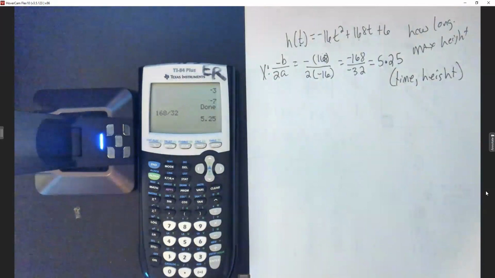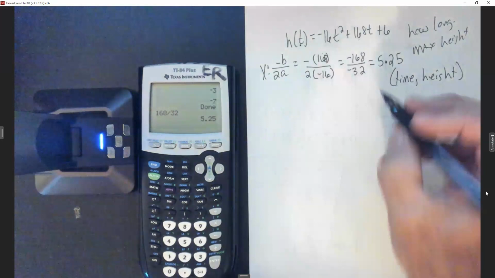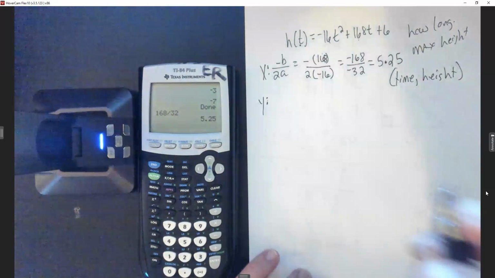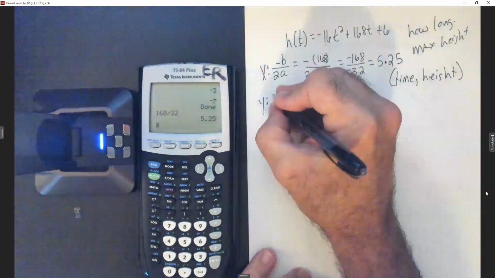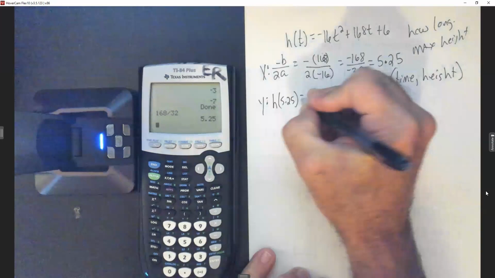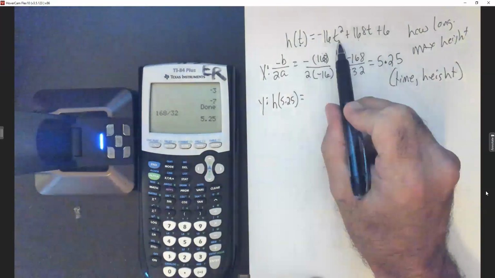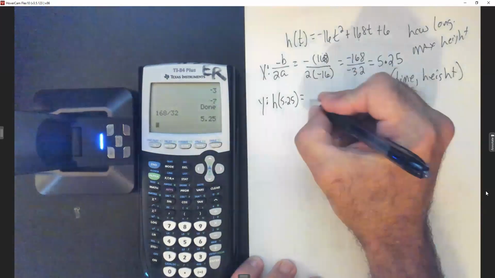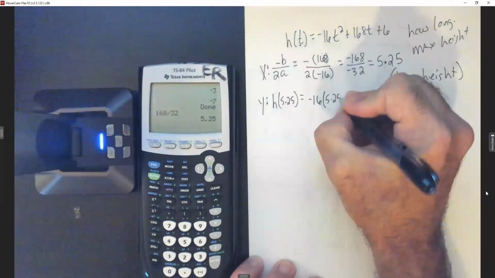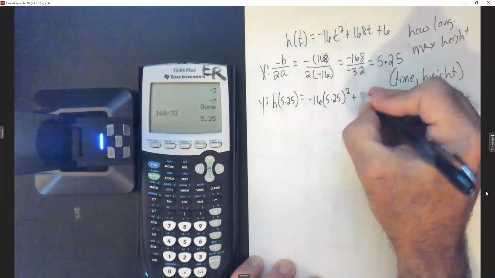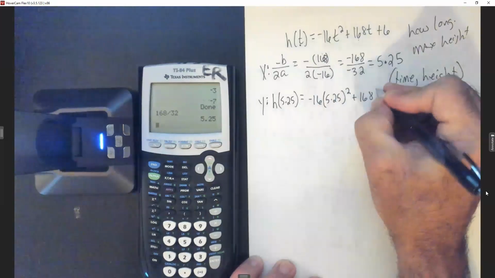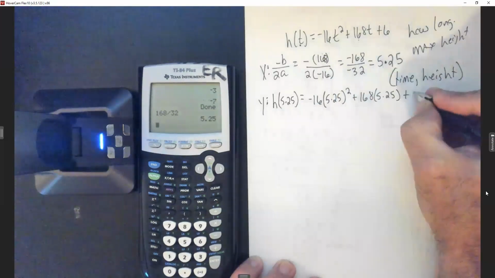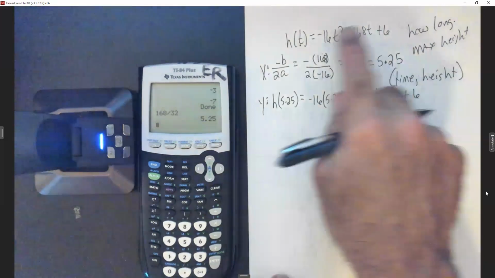okay? But now that I know that that's 5.25, I'm going to find the height, and that'll be h of 5.25. So come in here where we got these two t's and put 5.25. So you got negative 16 times 5.25 squared plus 168 times 5.25 plus 6. So you take the x value, plug it back into the equation.